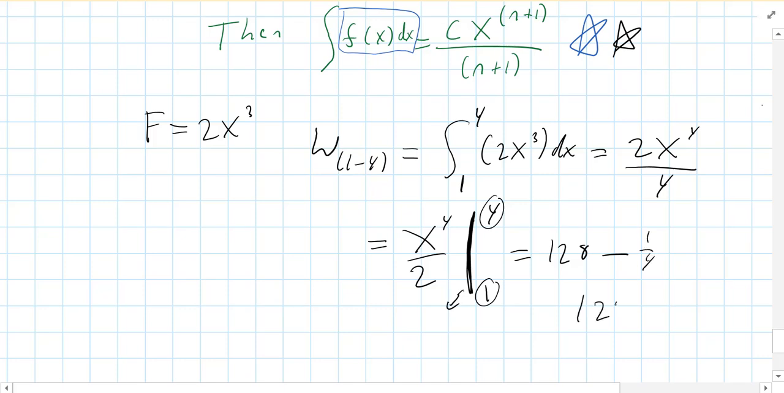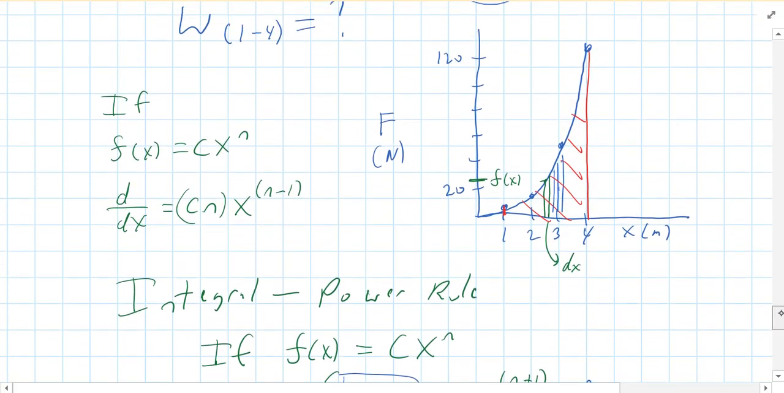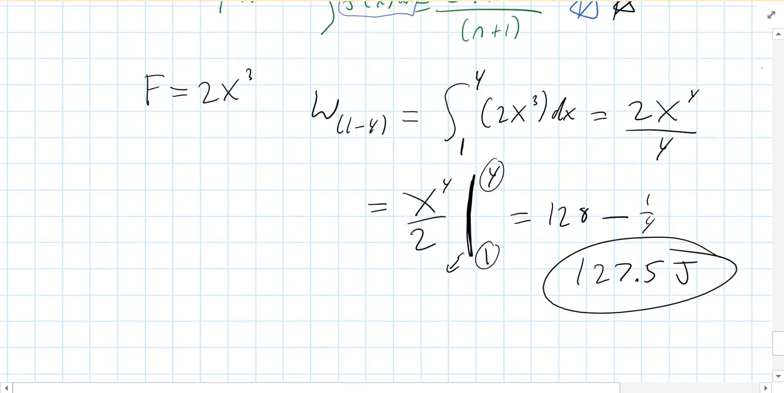So the exact area of that graph is 127.5. And because we're doing F of x, that's joules, that's work. So the exact area from here to here is 127.5. Okay, so this is a way to figure out an exact area. It's called an integral. Again, your calculus teachers will tell you more about that and why it works.